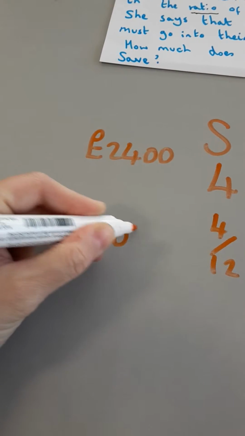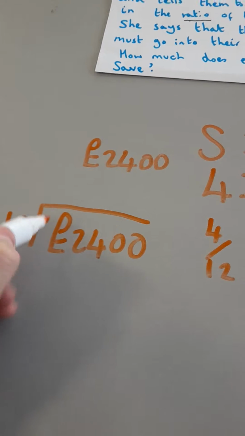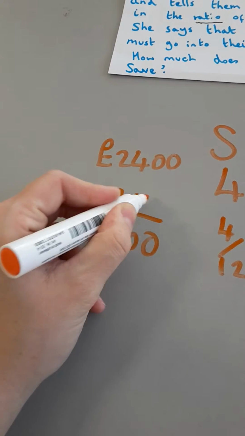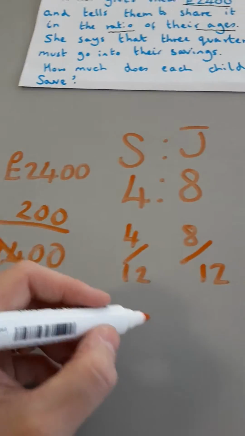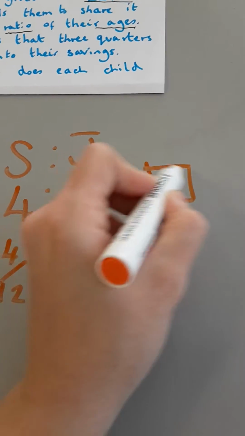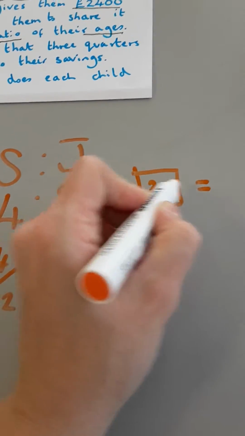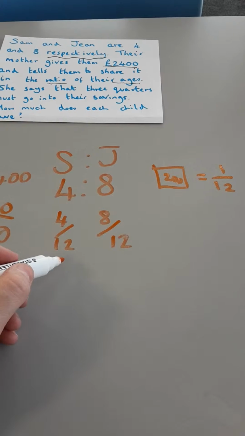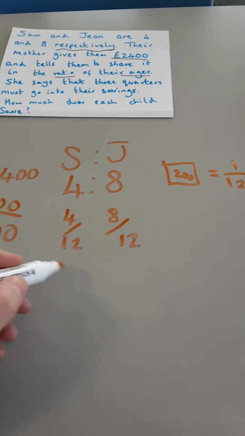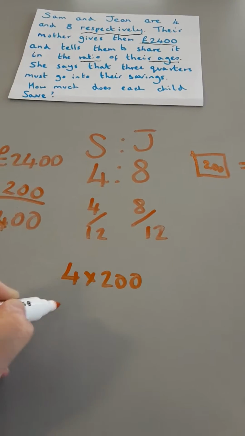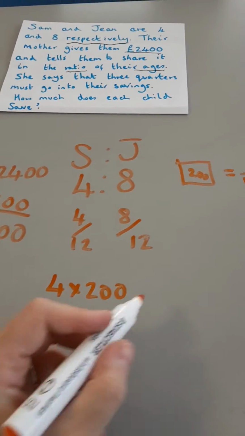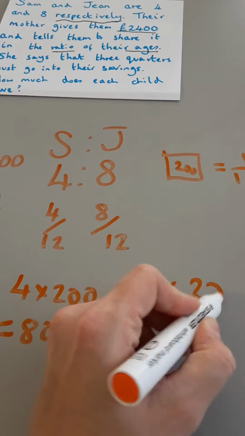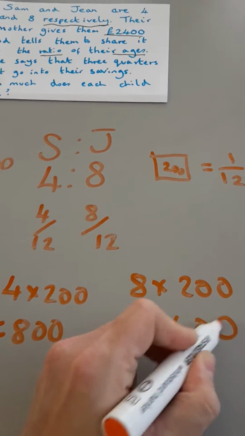So we're going to do £2,400 divided by 12. How many 12s go into 24? That's 2. And 12s won't go into 0, so we have 200. So I know now that 1/12 or 1 chunk is worth £200. So Sam is going to get 4 lots because she's going to get 4/12. So 4 times 200 is going to be 800. And Jean is going to get 8/12, which is going to be 8 lots of 200, which is 1,600.